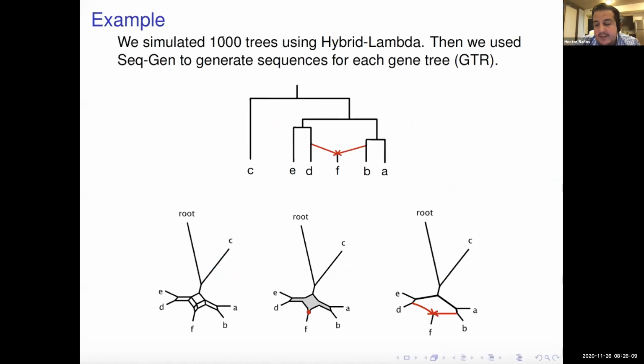So we simulated 1,000 gene trees using HybridLambda. Then we used Seq-Gen to generate sequences for each gene tree using a GTR model for this network. And we just ran the algorithm. And this is the actual output from SplitsTree, which we can see is a beautiful dark network that we know how to interpret. And this is the actual result after understanding it. And this is exactly what you can see, that network where here is the root.